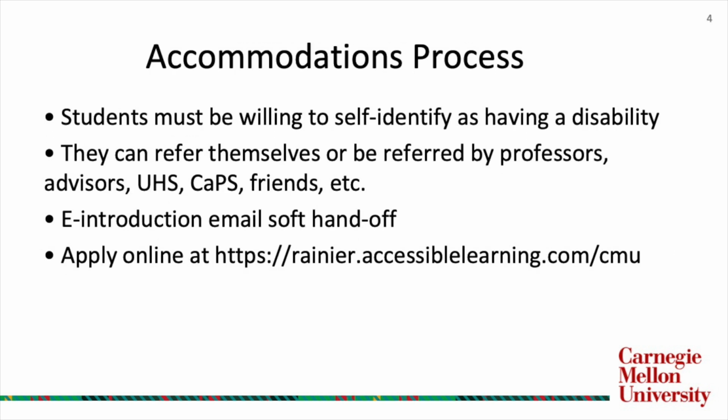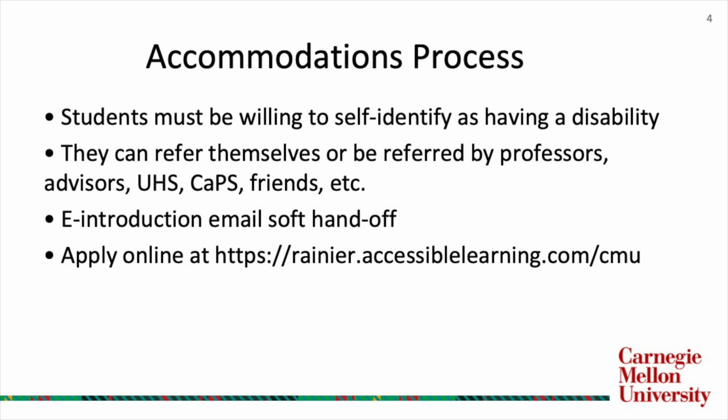But let's get into the accommodations process, how Disability Resources goes about what we do. As they say in Office Space, what is it that you say you do here? How is it that we do what we do? So the first thing to keep in mind is that students must be willing to self-identify as having a disability. That word self-identify just means that they have to be willing to say, yes, I have a disability, this is my disability, and I'm requesting accommodation. It doesn't mean that they can only refer themselves. They're certainly welcome to refer themselves, and many students do.